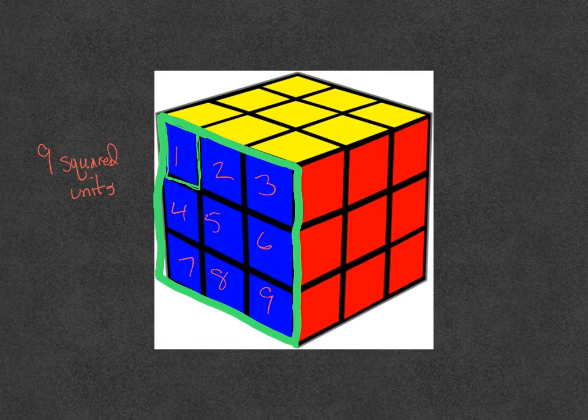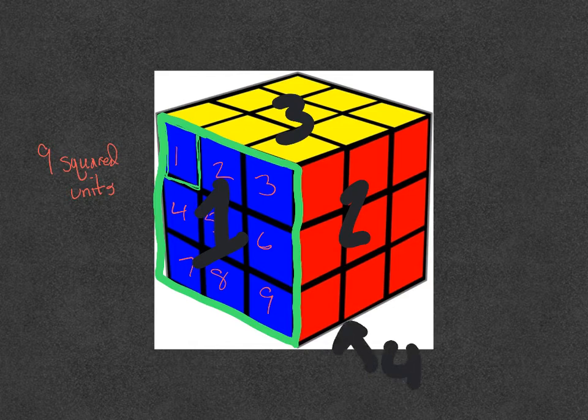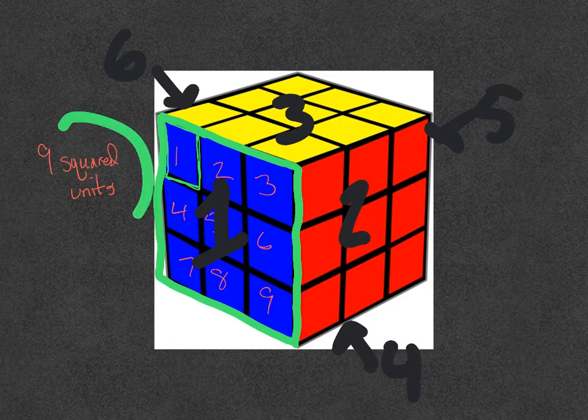Now, how many of these faces do you see? Well, if you look, you've got the one we counted, 1. You've got one here, 2. One up top, 3. One on the bottom, which is 4. One on the other side here, which is 5, and one on the other side here, which is 6. So you've got 6 faces, or 6 sides in total, and each one of those sides is 9 square units.